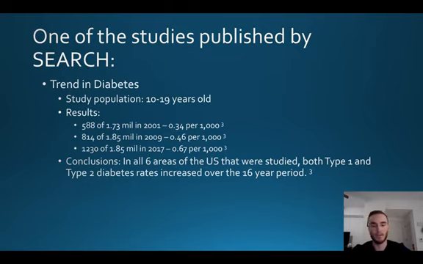They found that both type 1 and type 2 diabetes rates increased over the 16-year period. Obviously, type 1 has other components to it than type 2, as it's usually genetic. But it's important to note that type 2 diabetes did increase in that population during those 16 years, which is the type that I focused on more for my project.